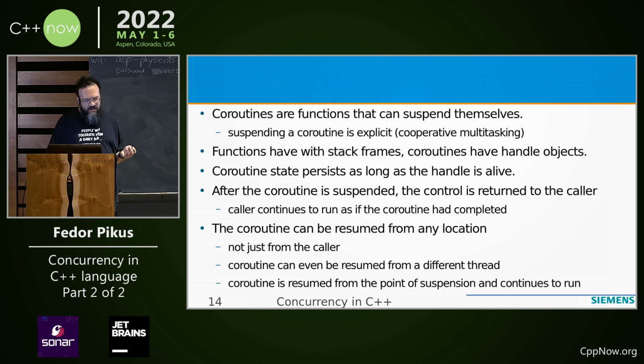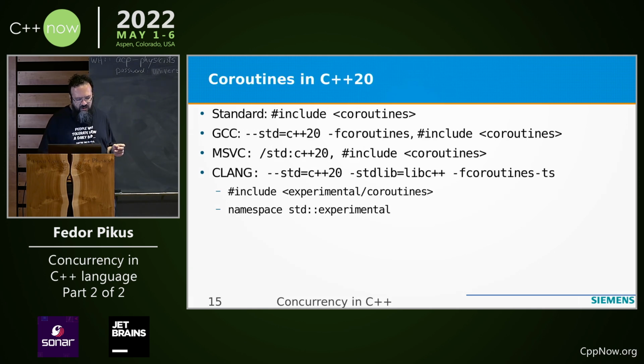So these are functions that can suspend themselves. Suspending is explicit. It's cooperative multitasking. Nobody can force you to suspend. The coroutine has to suspend itself. It's impossible to come in from the outside and say, suspend now. No, it has to suspend itself. Functions have stack frames, coroutines have handle objects. The lifetime of the coroutine is the lifetime of that handle. The resume can be anywhere. The resume can actually be from a different thread, which, if I have time, I'll show you. That's actually pretty cool. You can transfer the location of the caller from one thread to another.